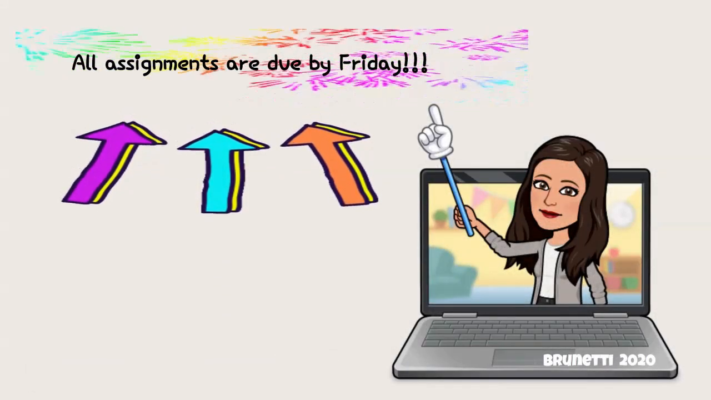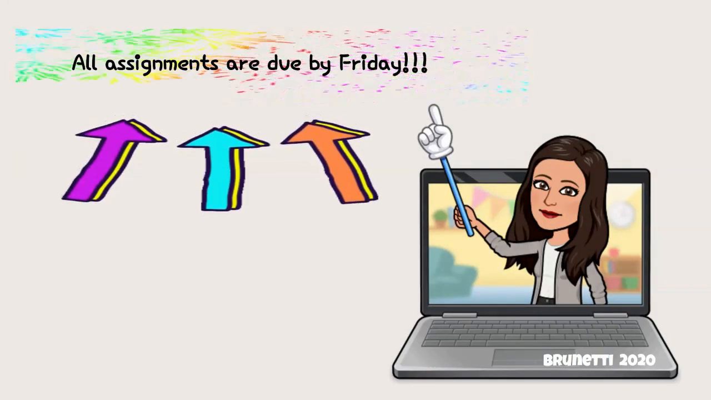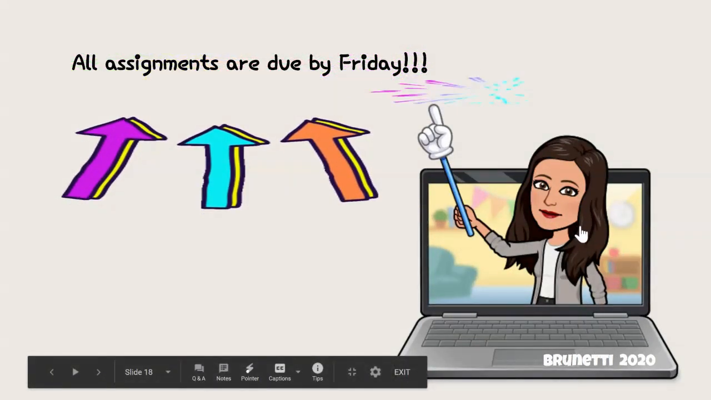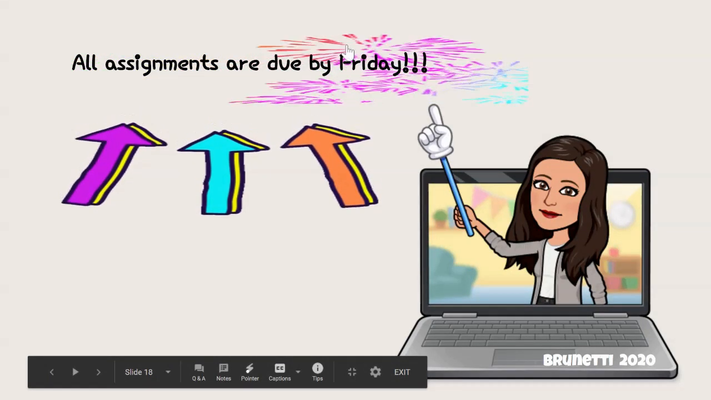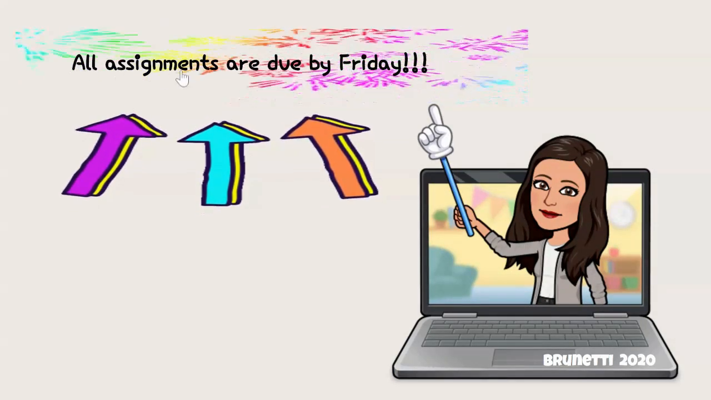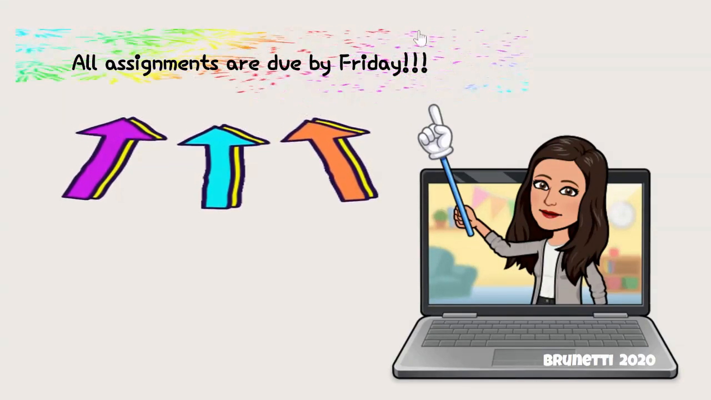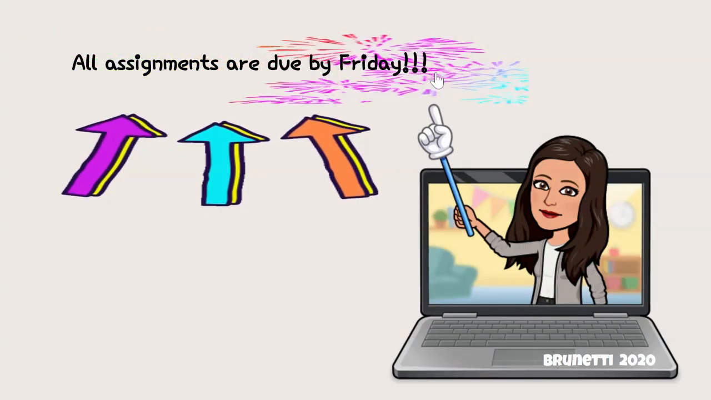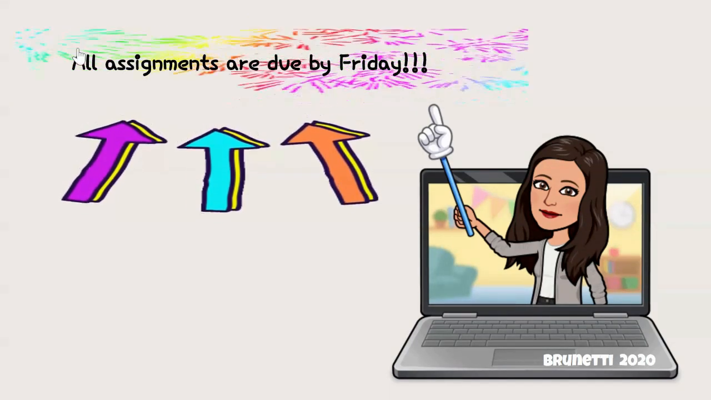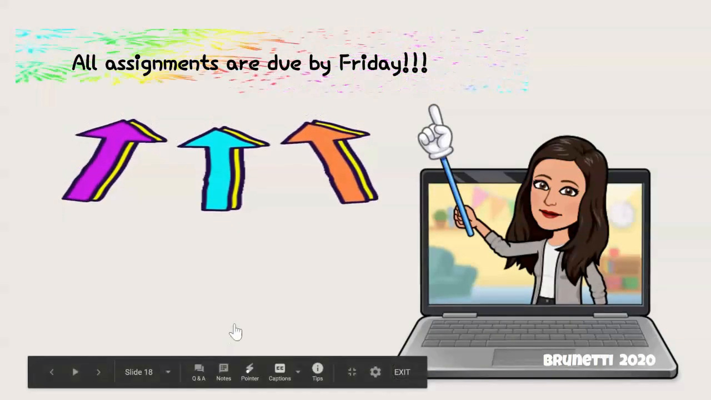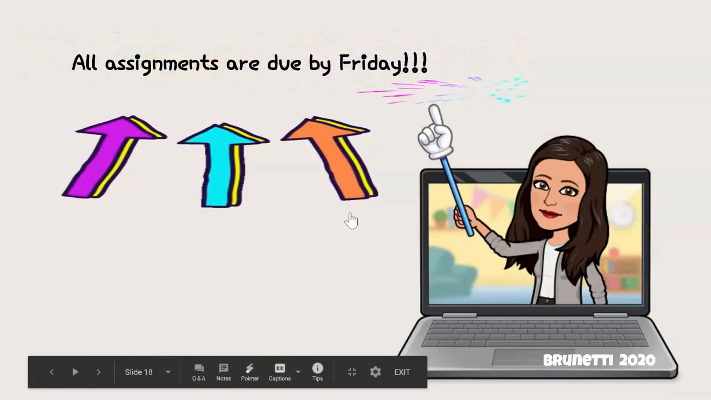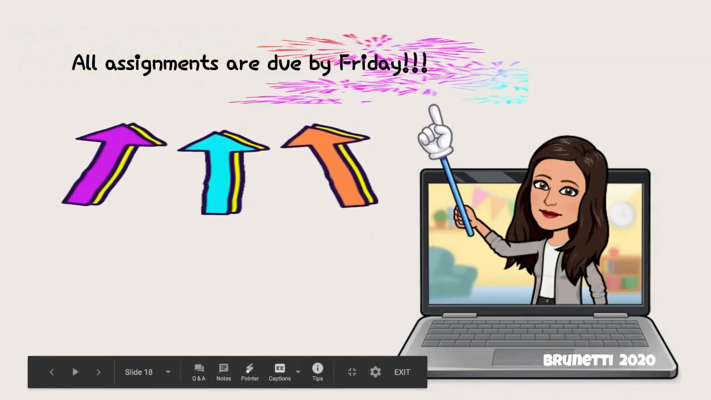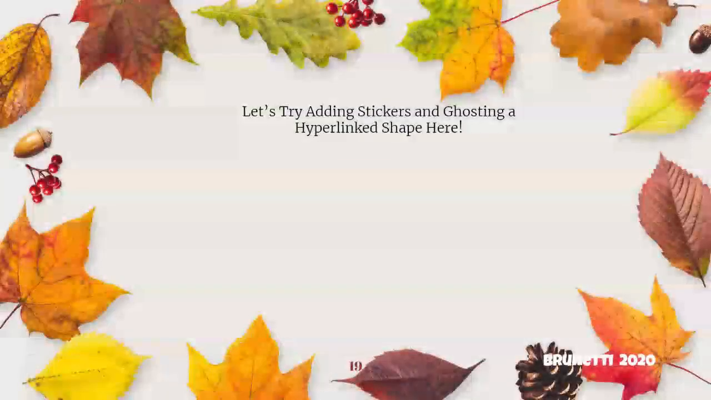Okay, this slide is an example of a couple different things I have going on. So I inserted my image with my Bitmoji right over the top of it. Then I also inserted a text box and I inserted a sticker. So that animated sticker is the fireworks, because I want to bring attention to this announcement for my students. And I also inserted another sticker, an animated sticker. So I will show you how to insert the animated sticker and how to ghost a shape and hyperlink it.